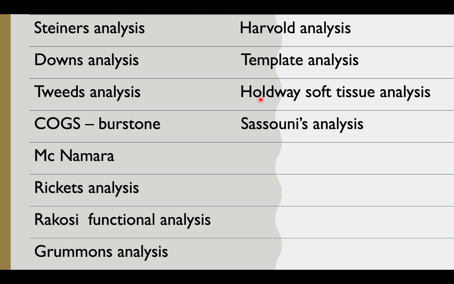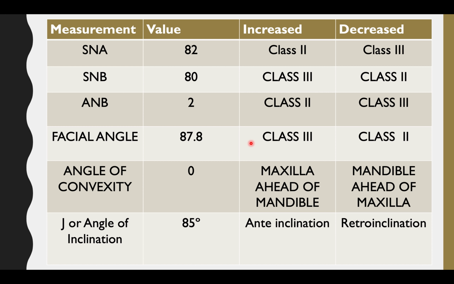So at a UG level, the parameters of Steiner's, Downs, Tweed's is sufficient, and the important parameters of the other analyses are to be known. So this video includes all the important parameters from the exam point of view. I am not going to discuss each and every analysis, but I am going to discuss the parameters which are critical for your proper diagnosis in different analyses. So here is the summary of different parameters.